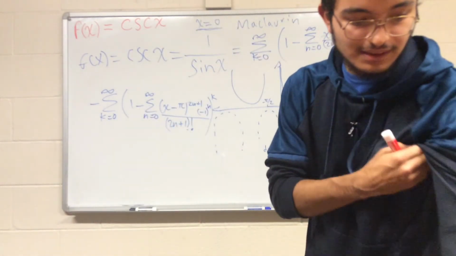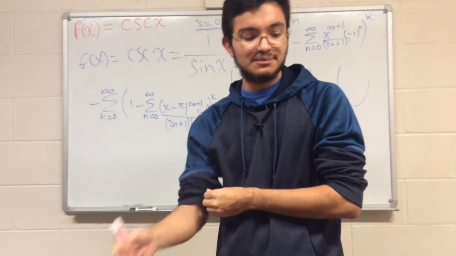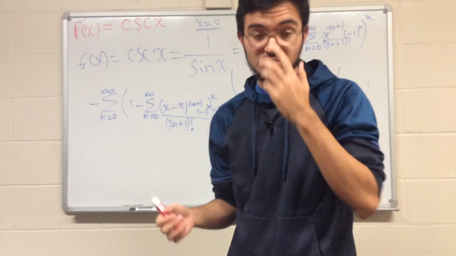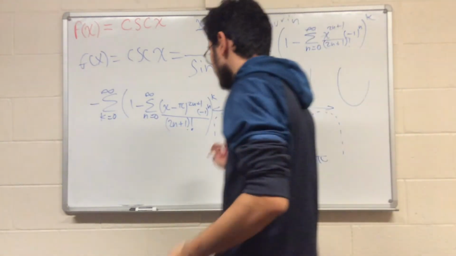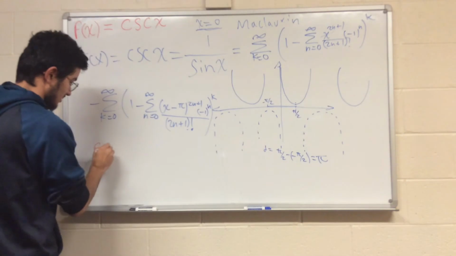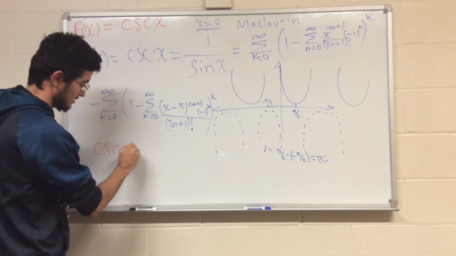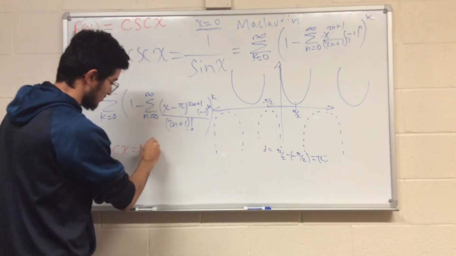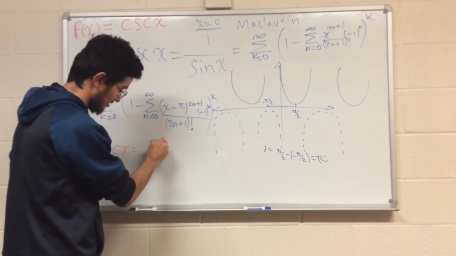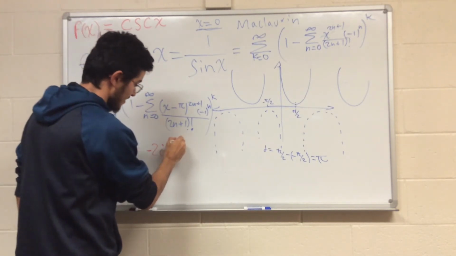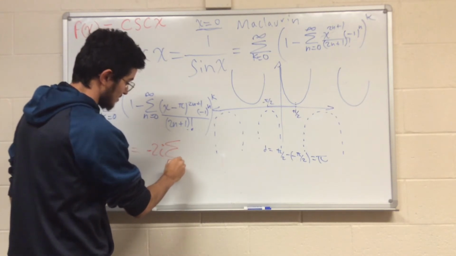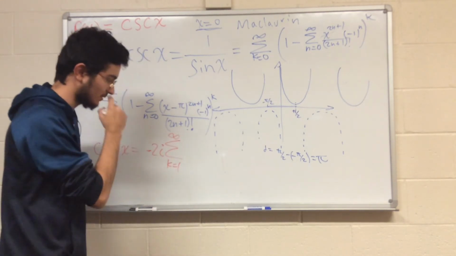Basically, they use something called a Laurent series. So the answer to that will be something like this. It will be cosecant of x. Cosecant of x is just the series: negative 2 times the complex number i times the sum from k equals 1 to infinity.